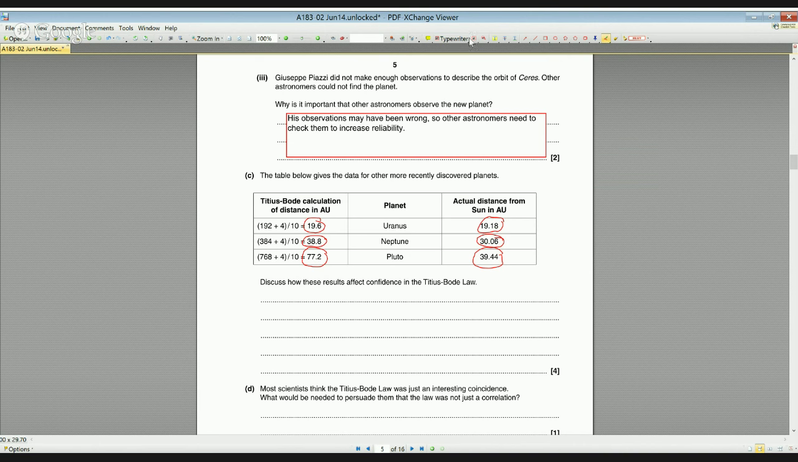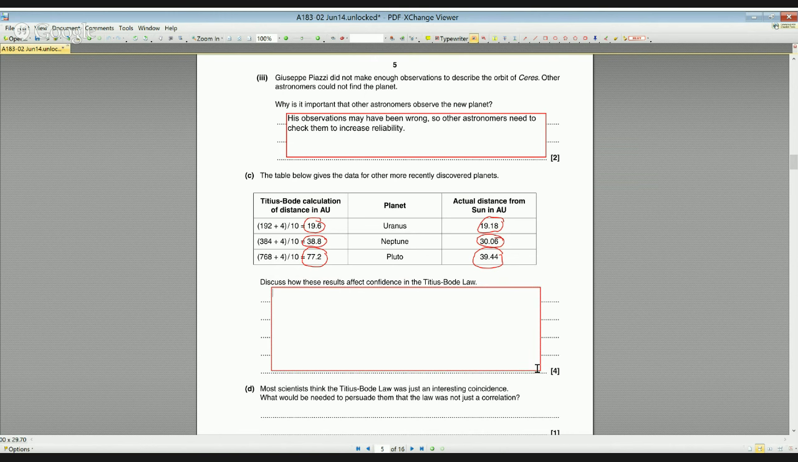So we should discuss that. So Uranus and Neptune are quite close to their predicted values. However, Pluto is not close to its prediction.